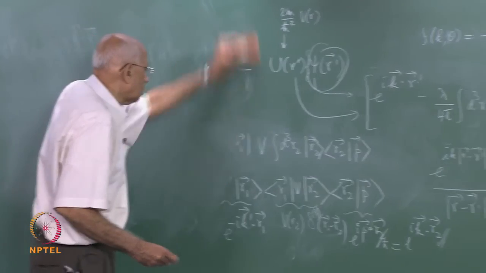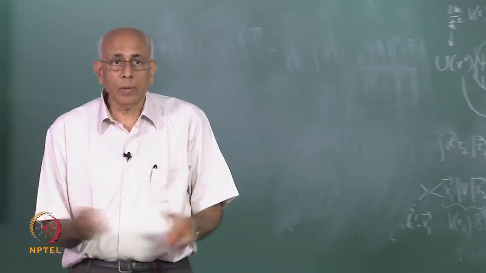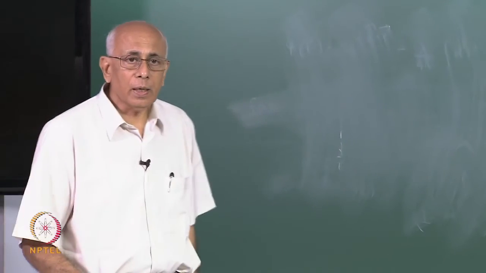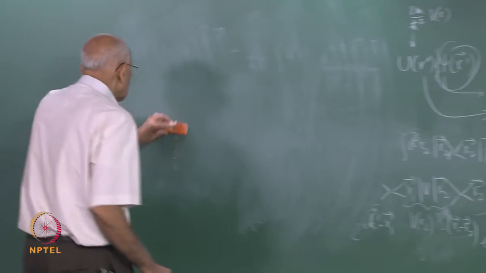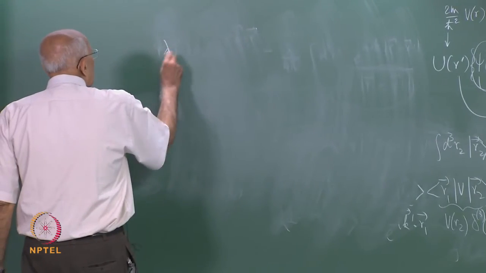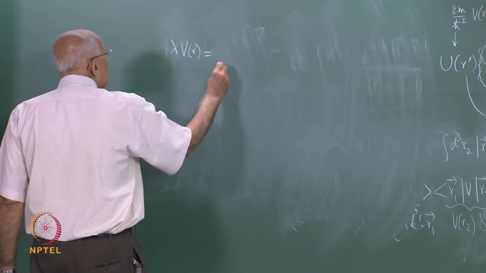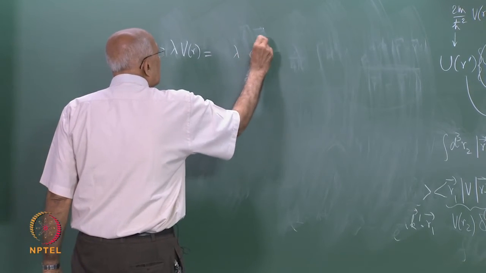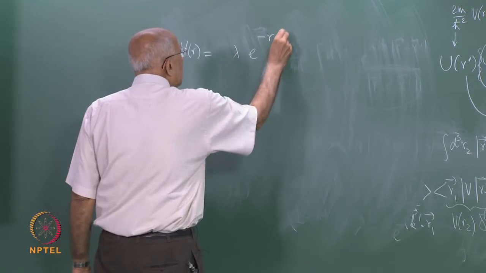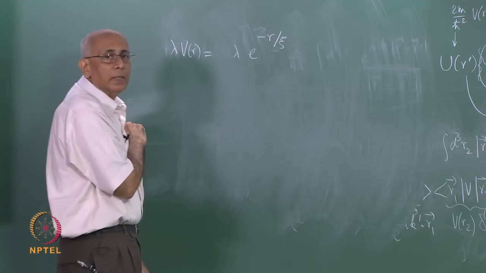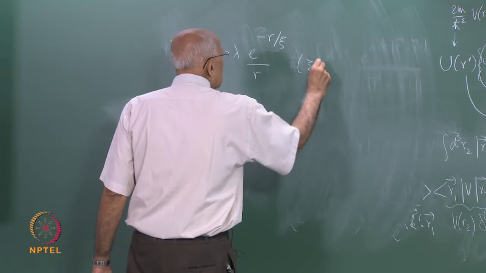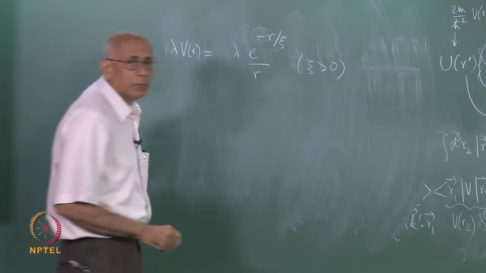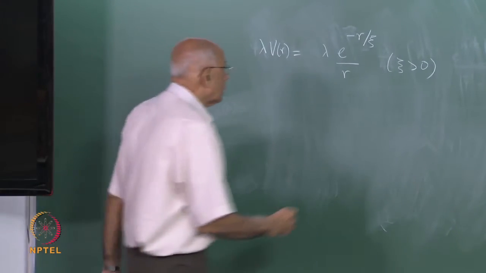Now you could do all kinds of problems. We could look at hard sphere potentials, Yukawa potentials, Coulomb potential, etc. Let us look at a very famous potential called the Yukawa potential. Lambda v of r equals lambda times e to the minus r over xi, exponentially damped with some length scale xi, over r, where xi is a positive constant. This is called a Yukawa potential.